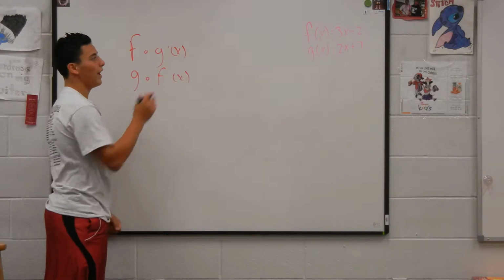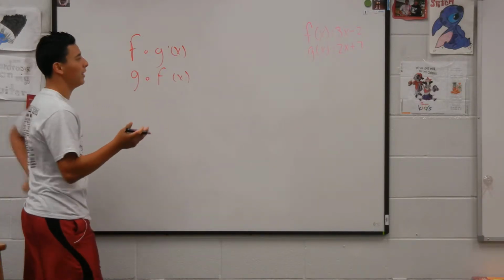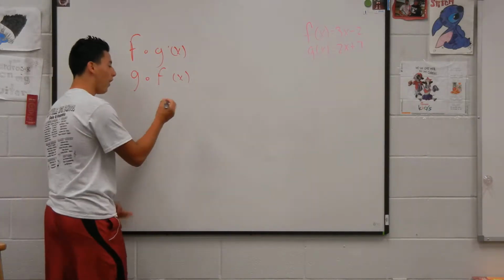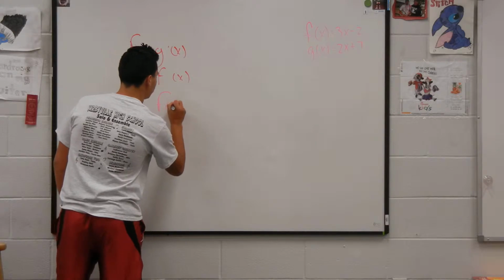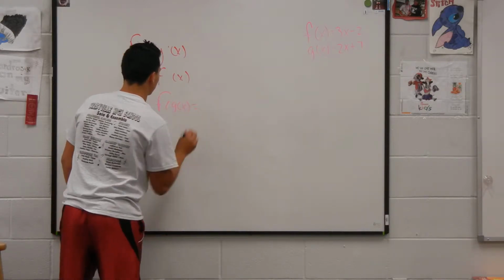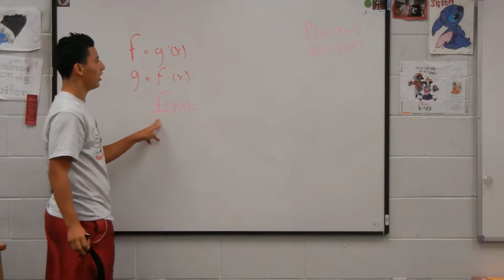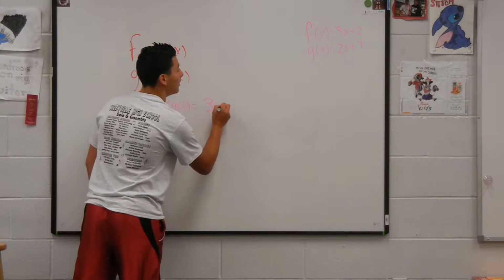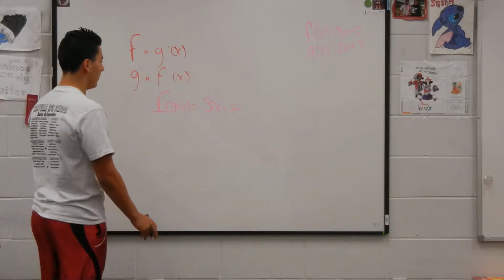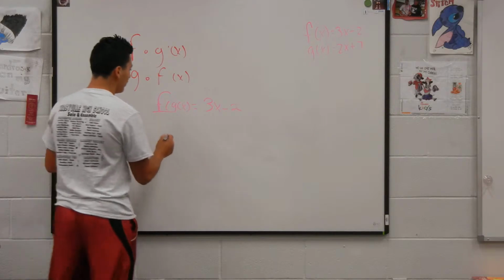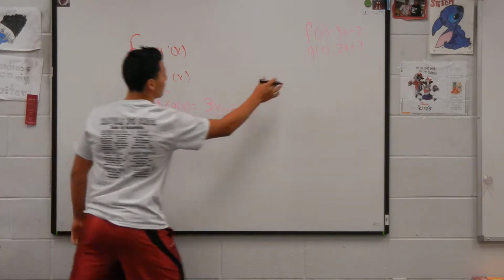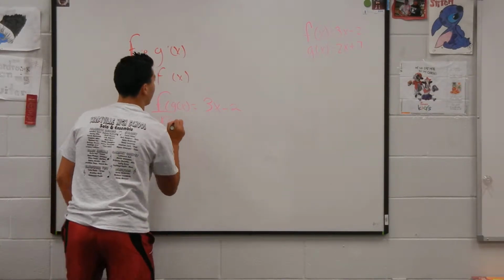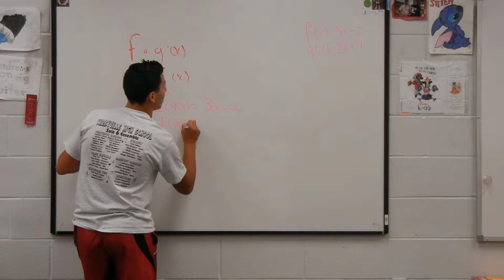Alright, so f of x, the equation is 3x minus 2, and g of x is 2x plus 7. Let's do an example. Let's do fog. Fog is f of g of x equals, since the f up here is first, you would write it out here as the equation. So you would write 3x minus 2. And down here, you would substitute the g of x, which is this, for the x, which is f of 2x plus 7.